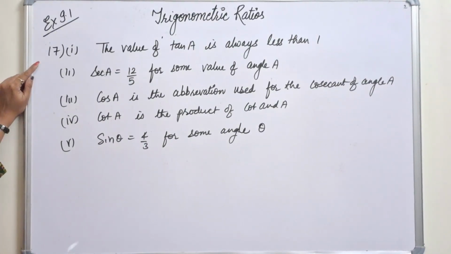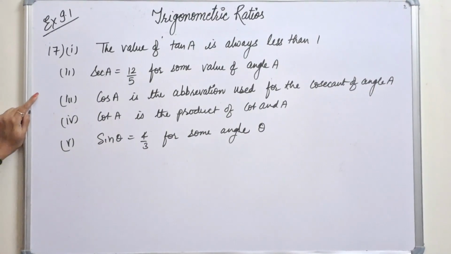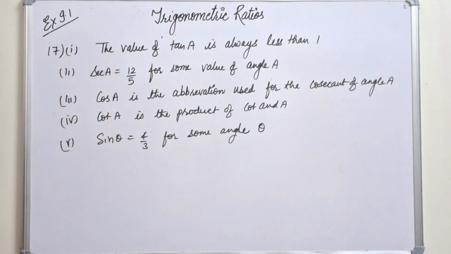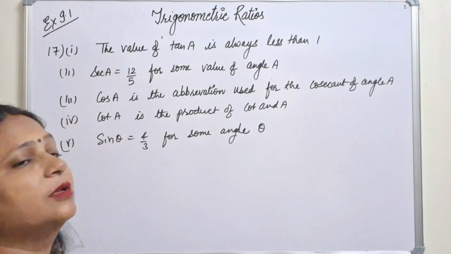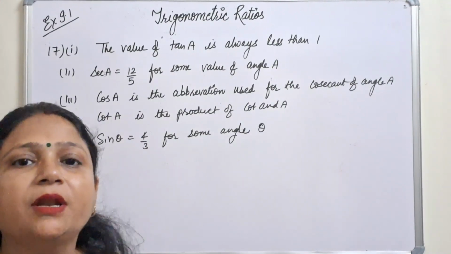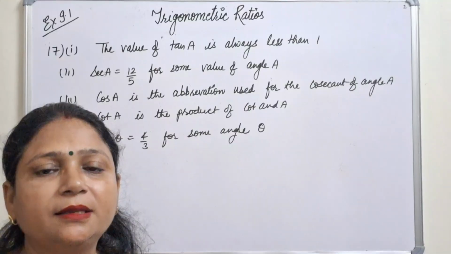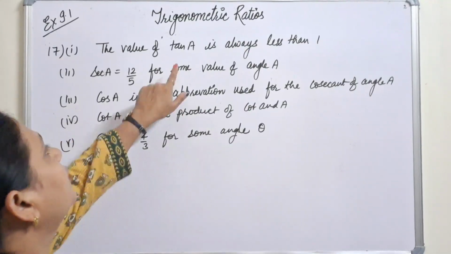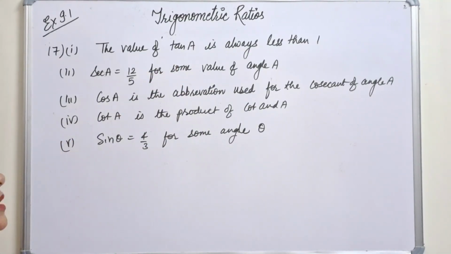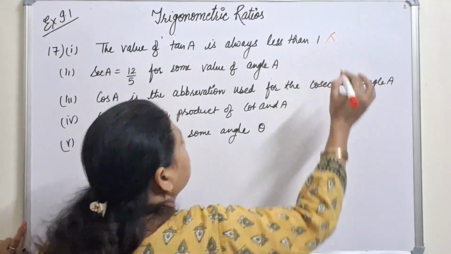See, we have to find out which one is true and which one is false, and then we have to justify the answer. So the first one, the value of tan A is always less than 1. No, the value of tan A can be greater than 1 also. We'll be learning in the next exercise. The value of tan A is root 3 for tan 60. That is greater than 1. So this one is false.